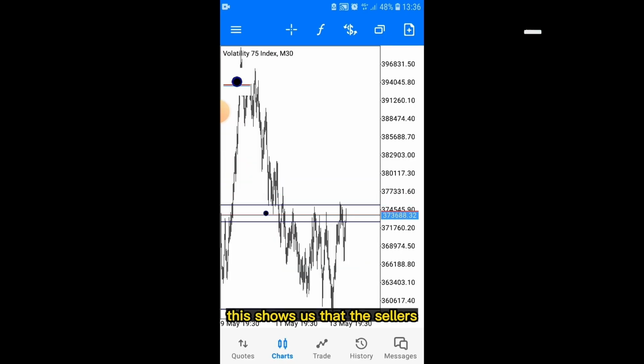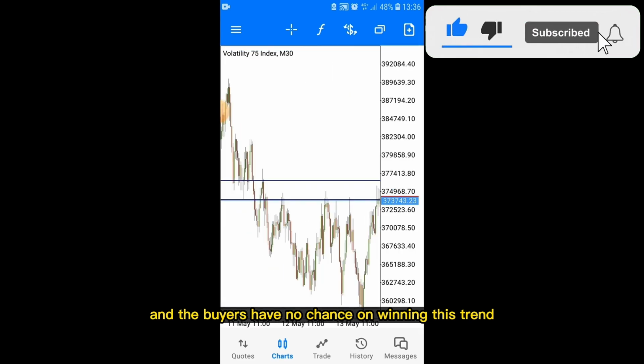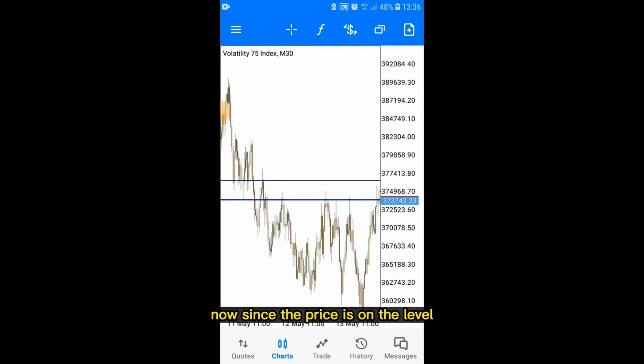This shows us that the sellers are still strong at the moment and the buyers have no chance of winning this trend. Now, since the price is on the level once again, I came to see that this is my opportunity to enter this trade.